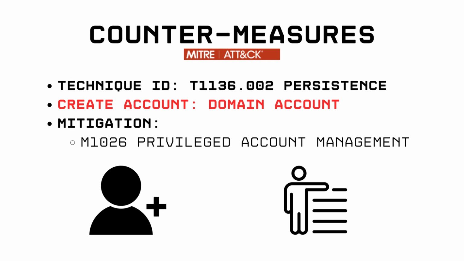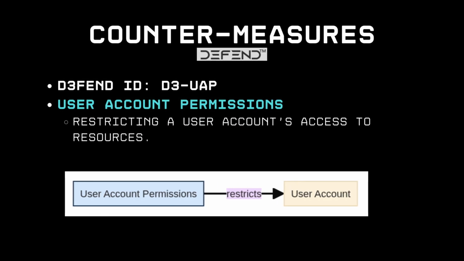The creation of the bad cake object is an example of attack ID T1136.002 under persistence, the creation of a domain account. The MITRE Defend classification ID is D3-UAP. This category represents strict lockdown of permissions such as directory delegation.